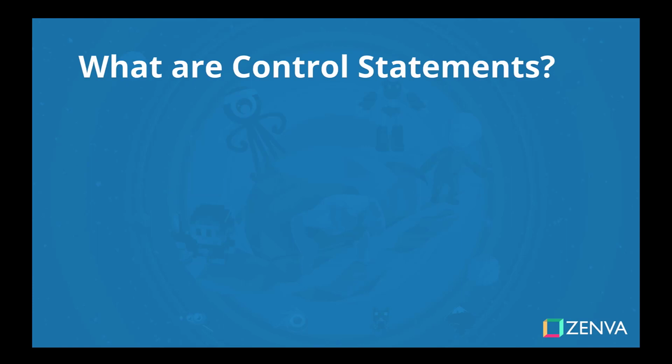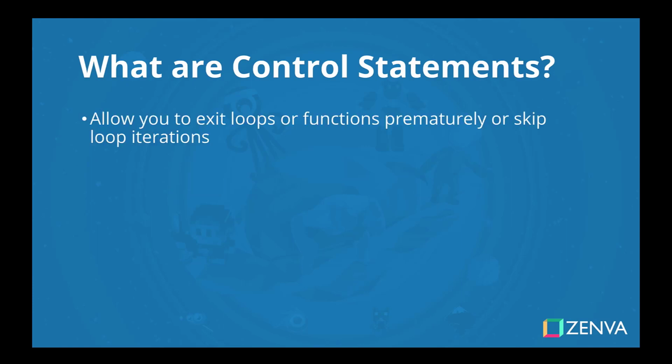So what are control statements? These allow us to exit loops or functions prematurely, or skip loop iterations. Essentially, they're in place to provide us finer control over how our loops and other control flow items work. So we're going to be specifically covering break statements, continue statements, and return statements. I know we talked about return values, but we're going to be expanding upon what the return statement really means and how to use it effectively. So let's head on over to the code.